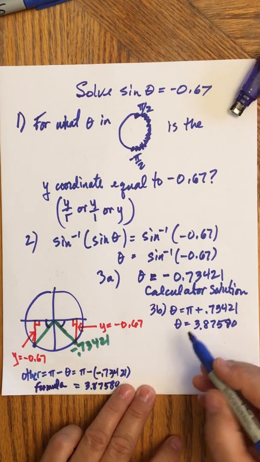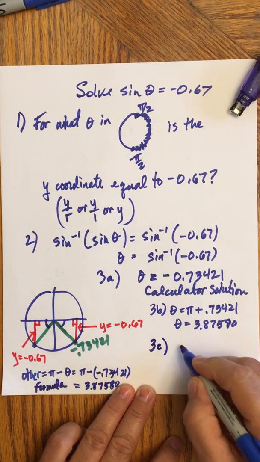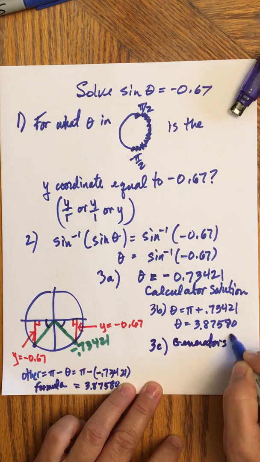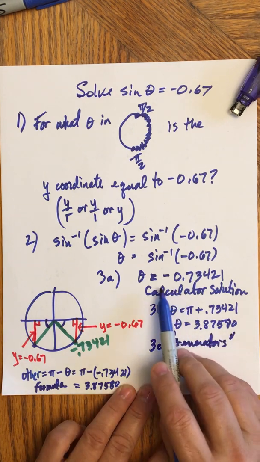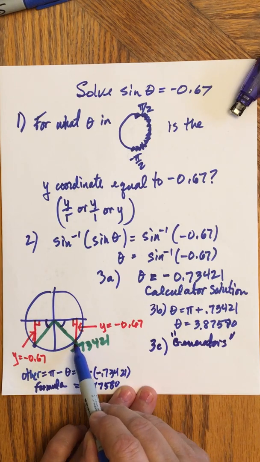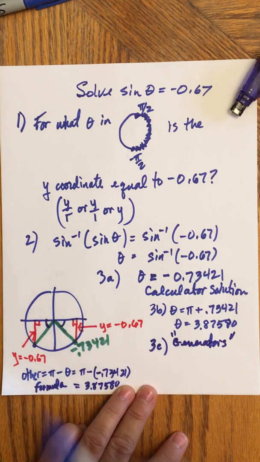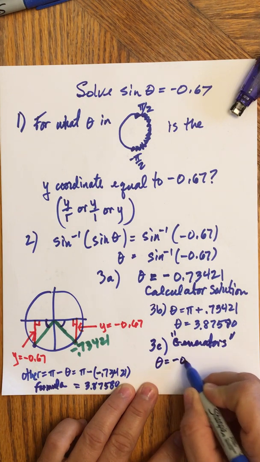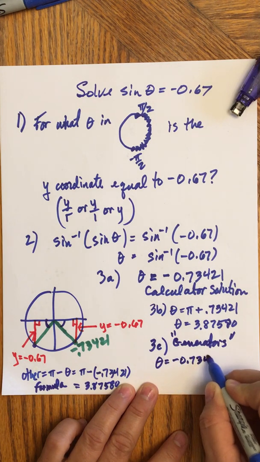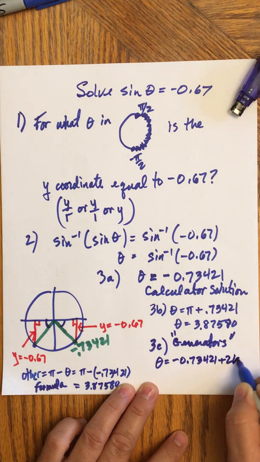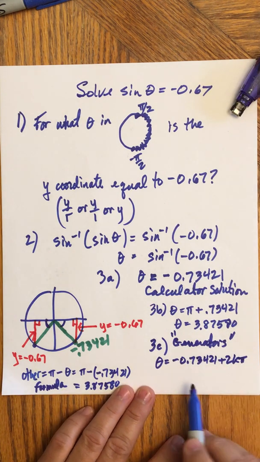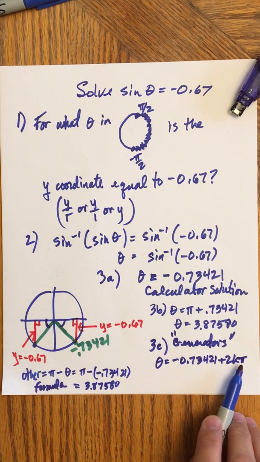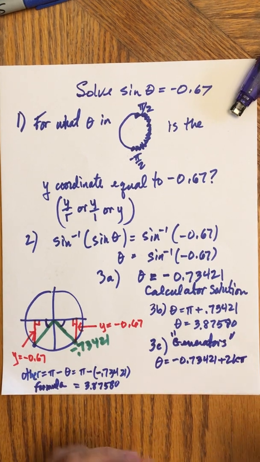So finally, you're at part 3C, and you're saying, well, what are my generators? And again, my generator is just my terminology. Well, it's all of these angles, plus 2 pi, minus 2 pi, all the coterminal angles for that. So you're going to have theta equals negative 0.73421 plus 2k pi. And again, some books might already go ahead and put k equal 1, so you're finding the first coterminal angle and it's just pretty. That's fine.